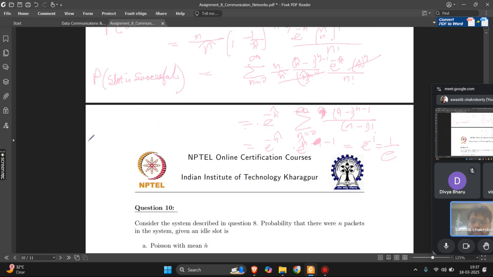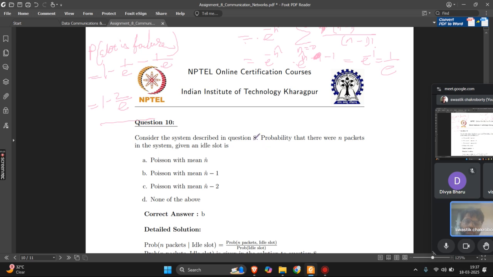So what is the probability of the slot being a failure? The other two events in the exhaustive set both have 1/e probability. So the probability of the slot being a failure is 1 minus 1/e minus 1/e, so 1 minus 2/e. This is the probability of the slot being a failure.